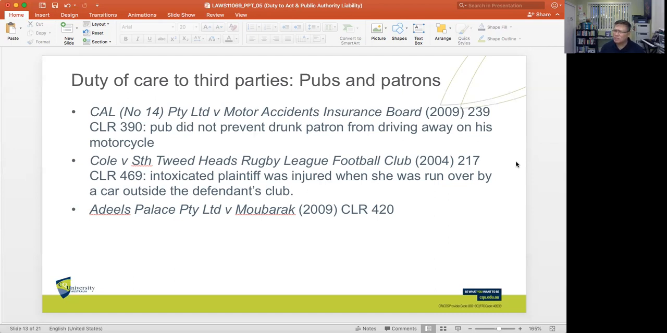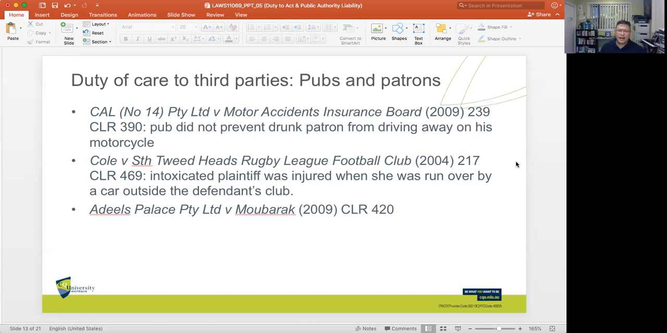Was the pub meant to restrain the drunk patron from leaving? Was the pub meant to lock up the motorcycle? But that would lead to potential crime of detention or conversion, or even restraint. That would be a crime as well. And that would also severely impinge on the personal autonomy of the drunk patron to be restrained from leaving. And can you imagine a pub saying, for those who have been drunk, you can't leave the premises? That can't be done. So the court ruled that the pub was not legally liable, although it did have a duty of care.